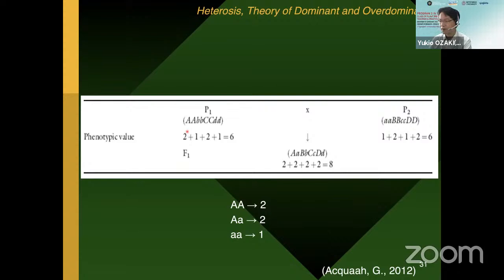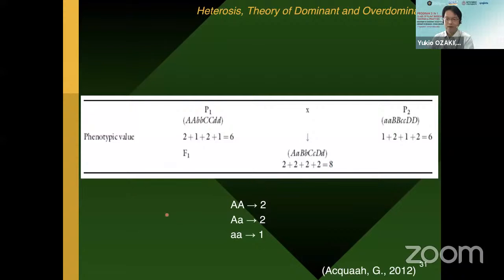P1 is AA, bb, CC, dd, and P2 is aa, BB, cc, DD. The value of AA is 2, and heterozygous is also 2, and the recessive homozygous is 1. Then for P1, 2 plus 1 plus 2 plus 1 equals 6. And for P2, 1 plus 2 plus 1 plus 2 equals 6. And the genotype of the hybrid is Aa, Bb, Cc, Dd. Then 2 plus 2 plus 2 plus 2 equals 8.